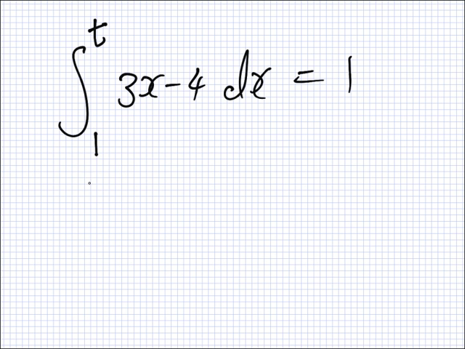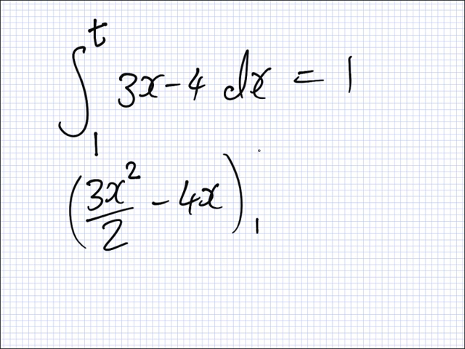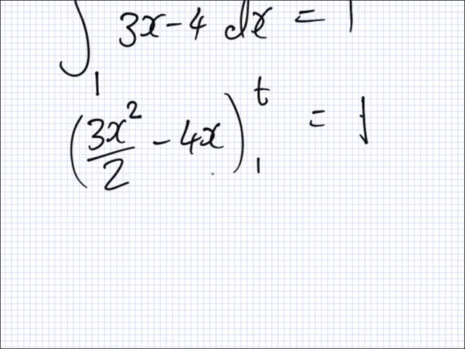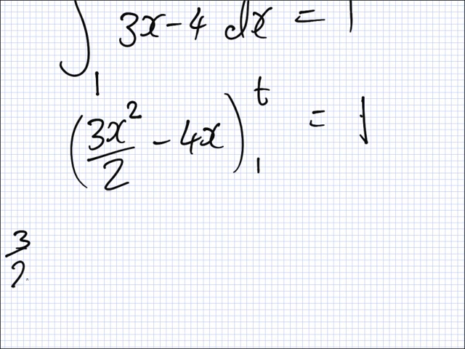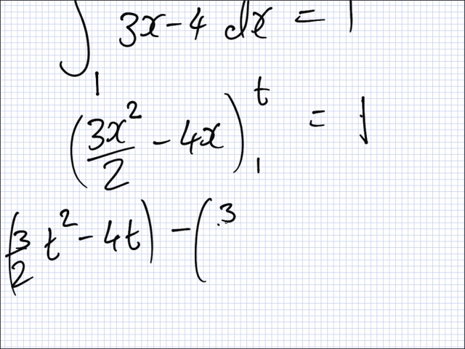So, we know the story. Increase the power. Divide by the power. And this one here? 4x. And the limits are 1 and t, and this should equal 1. So let's put the t in first. 3 over 2 t squared minus 4t. Let's put the 1 in. 3 over 2 minus 4, and that should equal 1.